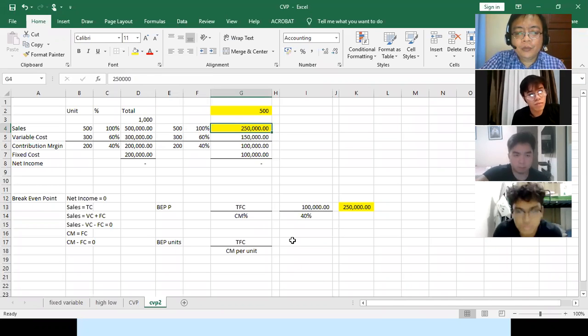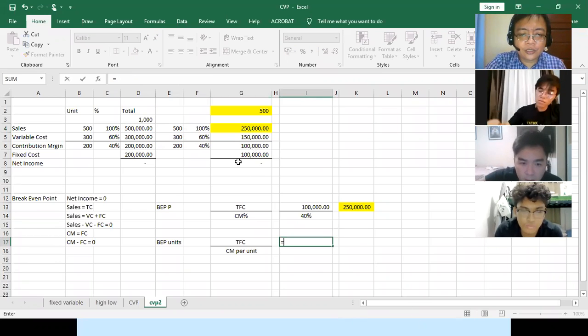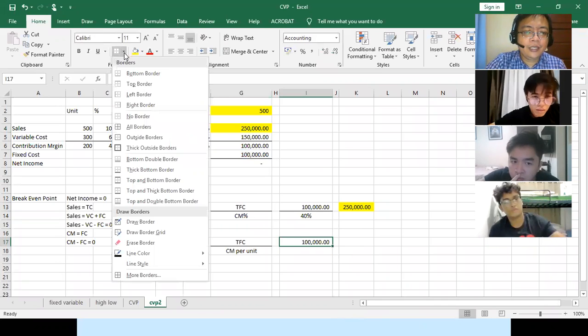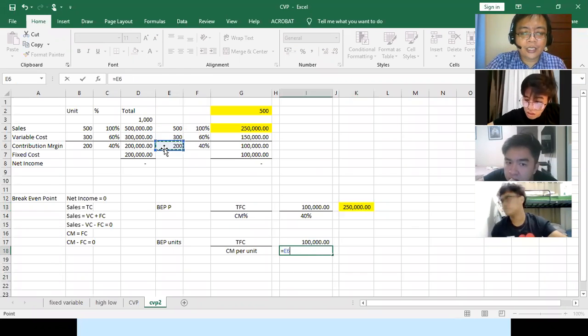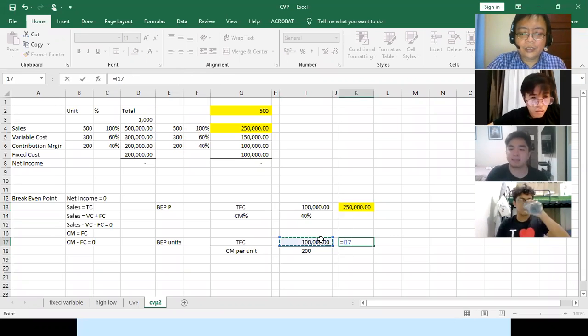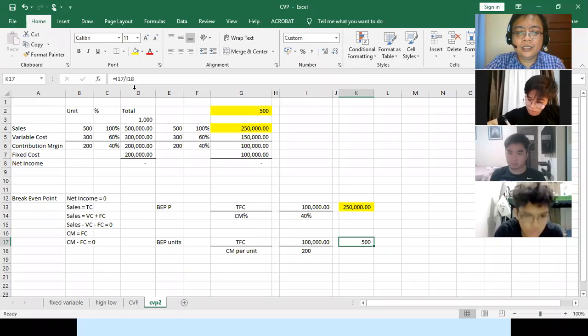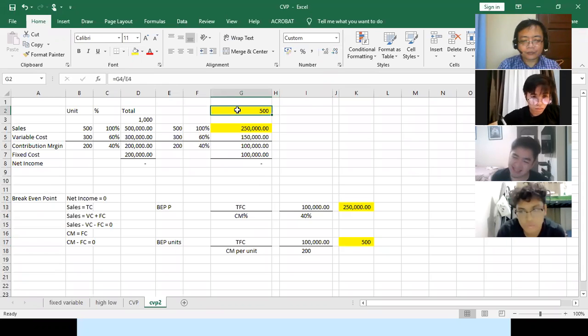All right. How about the break even in units? Total fixed cost is also 100,000. All right. You divide it by your CM per unit. CM per unit is 200, right? All right. 100,000 divided by 200. So you have 500. Same ba? The answer is yes. Same here and same also here.